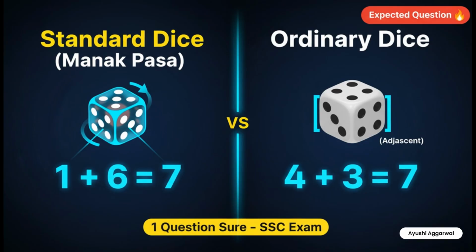Then we have the ordinary dice. Here, the sum of any two adjacent faces is 7. Like you can see here, 4 and 3 are next to each other and they add up to 7. Trust me, identifying the type of dice is the very first step to solving the question.